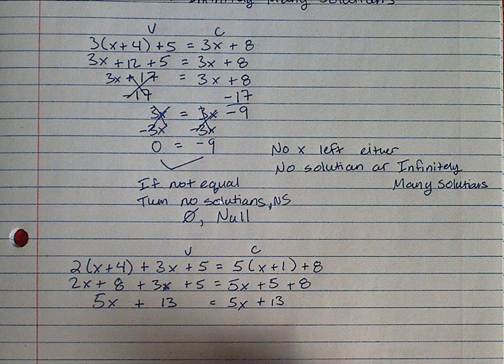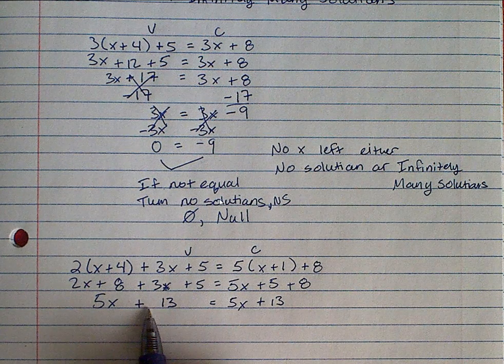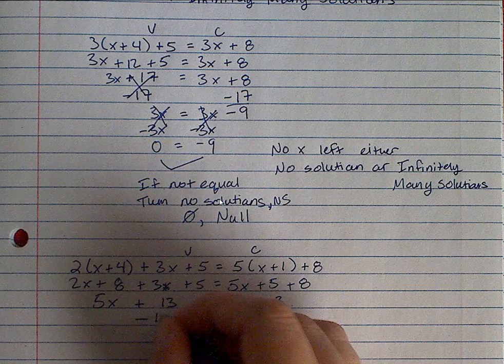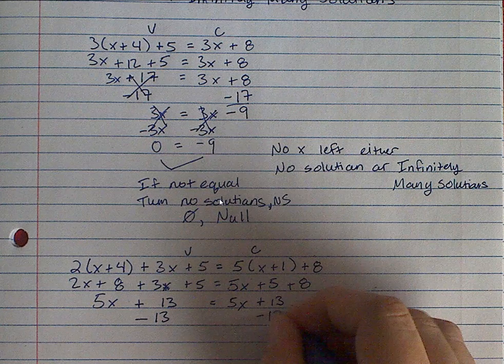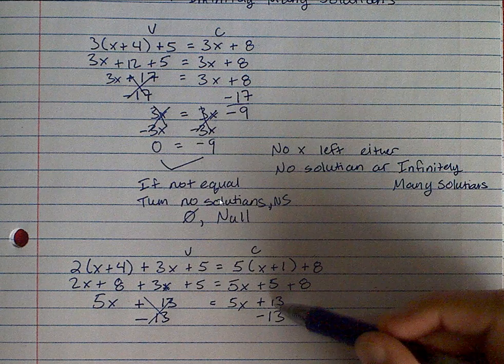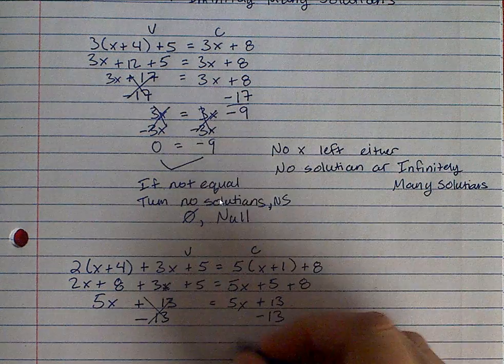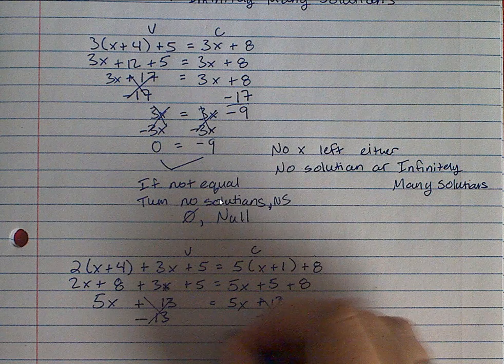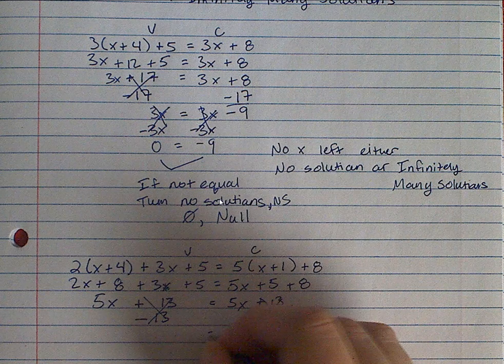How do we move plus 13? So we're going to minus 13. We're going to do the same thing to the right-hand side. So this goes away. And what is plus 13 minus 13? Great, that goes away too then. So I'm left with 5x equal to 5x. This is a little freaky.